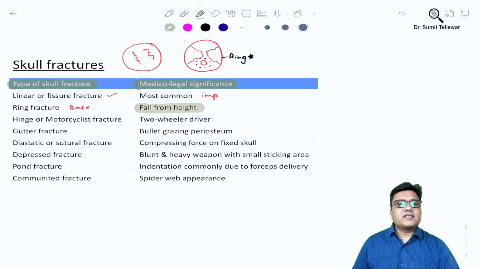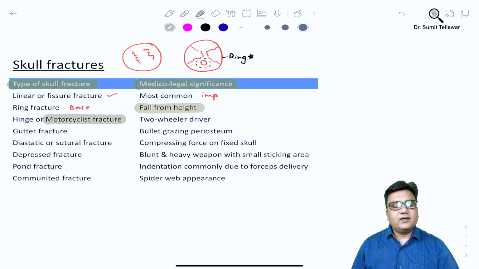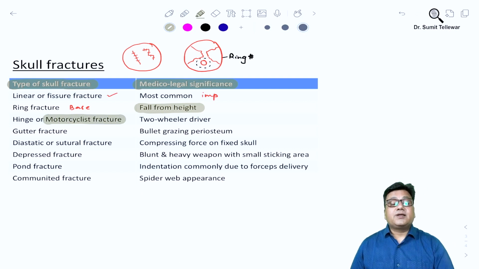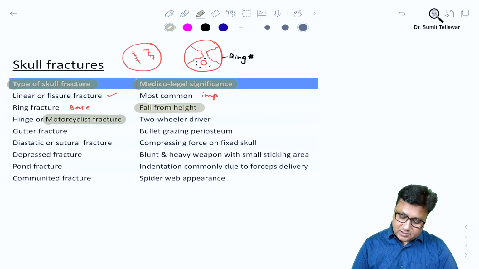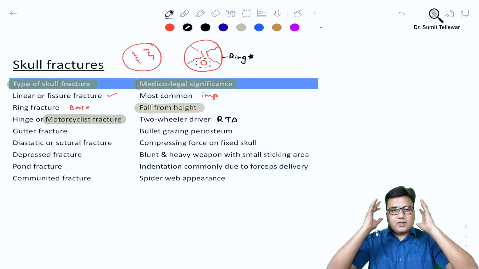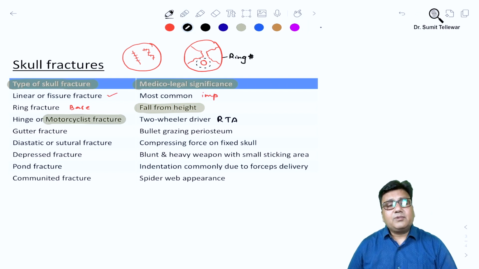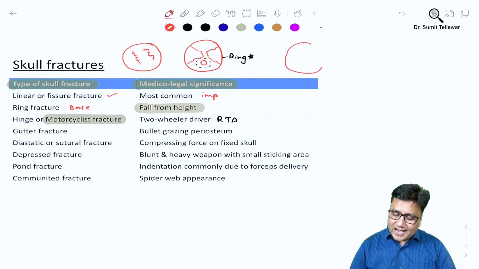Third is hinge fracture, also known as the motorcyclist fracture. Right, the significance of hinge fracture is it signifies a two-wheeler driver accident, commonly seen in road traffic accident, RTA, involving two-wheeler drivers, because they wear helmets, and sometimes when they meet with a road traffic accident, what happens is their skull may get cracked. Again, in the base of the skull you see this kind of a crack.